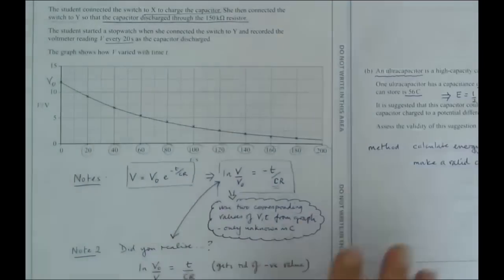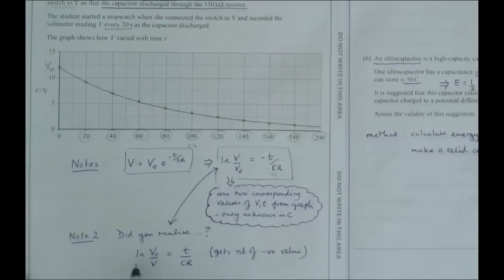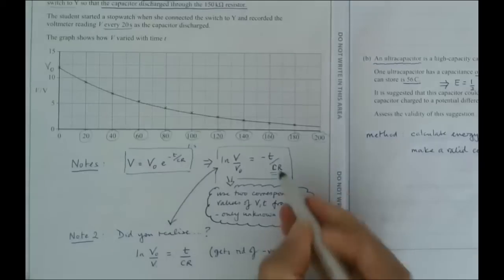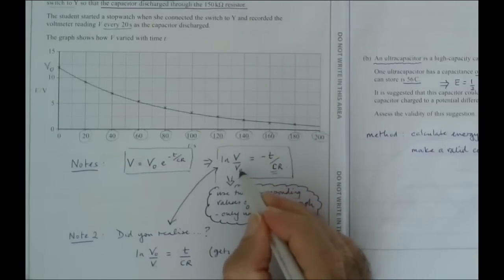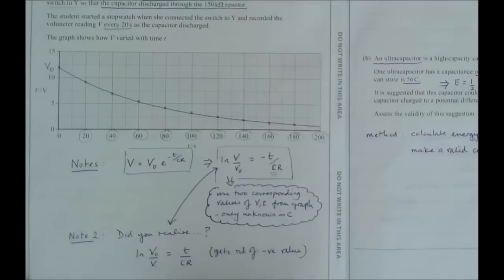Now, if you didn't realize that if you have ln of V0 over V, rather than V over V0, if you reverse the ratio, the negative sign disappears. It gets rid of the negative value. Now, you don't need to know that. As long as you know how to solve the problems, you had to use two corresponding values of V and t from the graph, and the only unknown in the equation is C. R is given above, V and V0 are from the graph, t is also from the graph, and if you can do the algebra, you can solve this problem without too much difficulty.